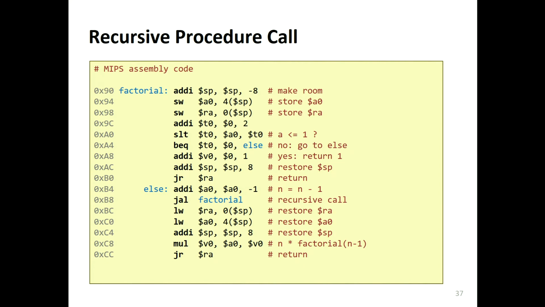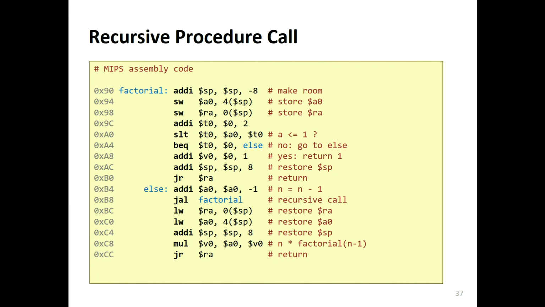Immediately you would see that it's storing the return address into the stack. It's also storing the function argument into the stack because you don't want to lose this original number. Say you want to calculate a factorial of 6. You want to store this number 6 into the stack as well, because later on, when you call yourself, you're going to put a new value into the argument register.